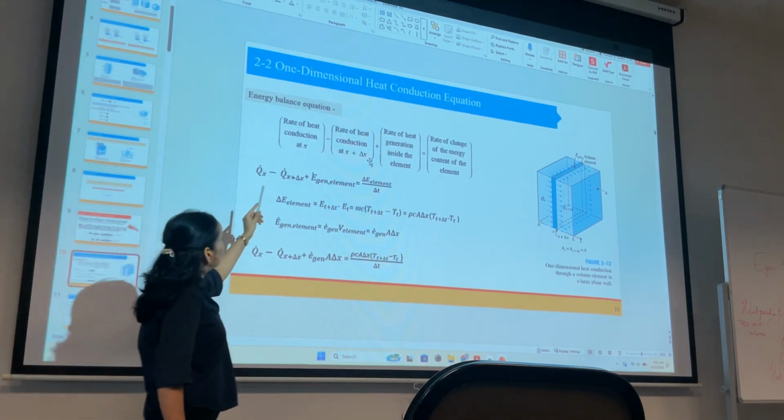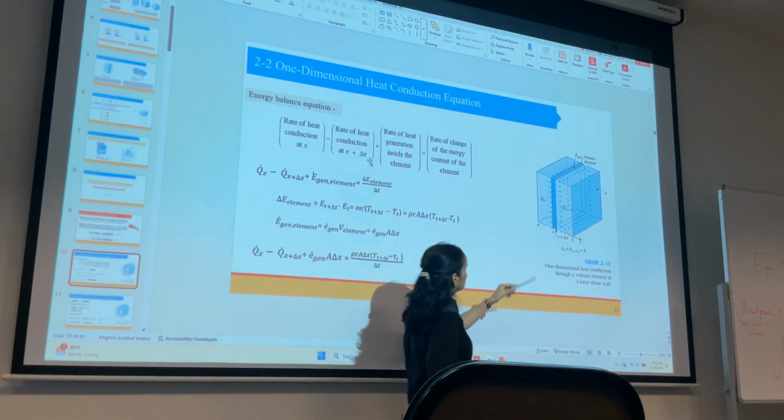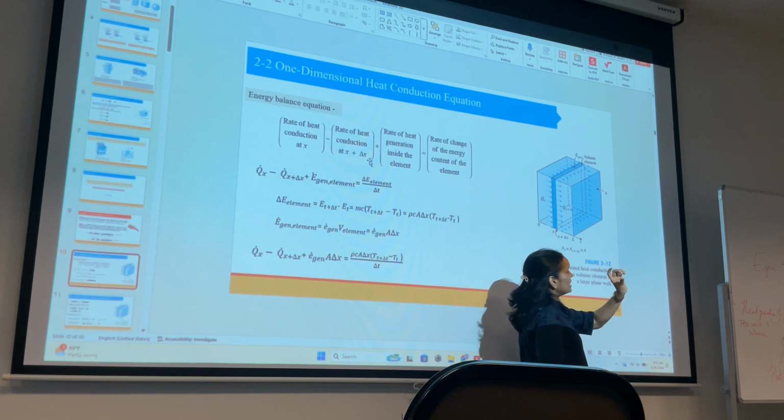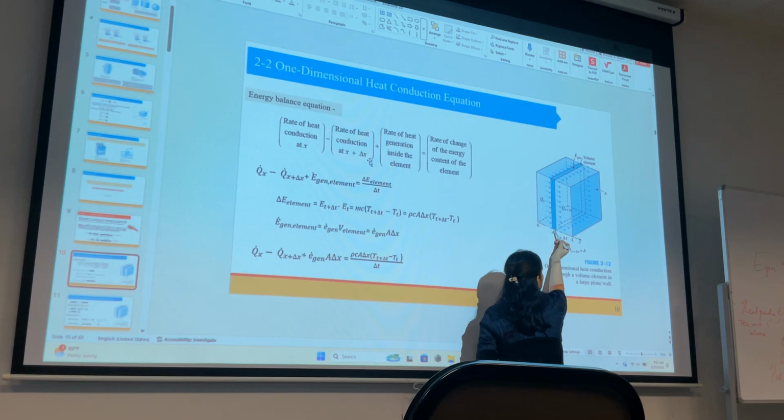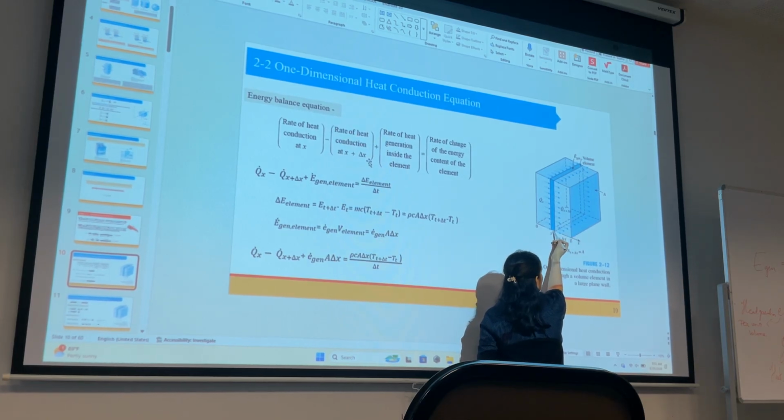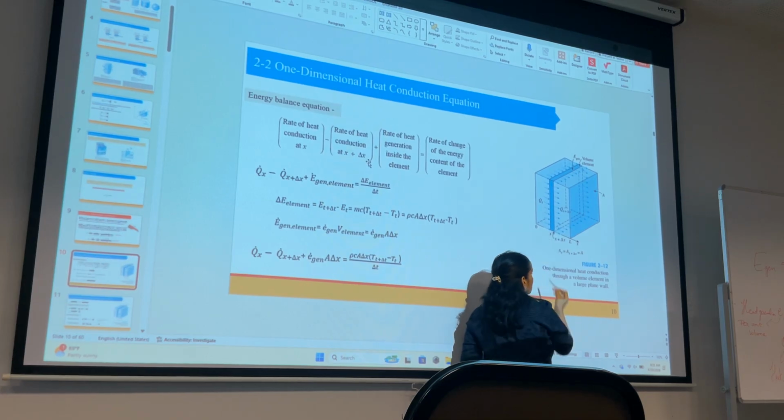So we are using rate of heat conduction at x. We want to study the heat transfer only in this area. So this is x, this is delta x. The thickness is delta x. So this coordinate is x, this is x plus delta x. Delta x is the thickness.